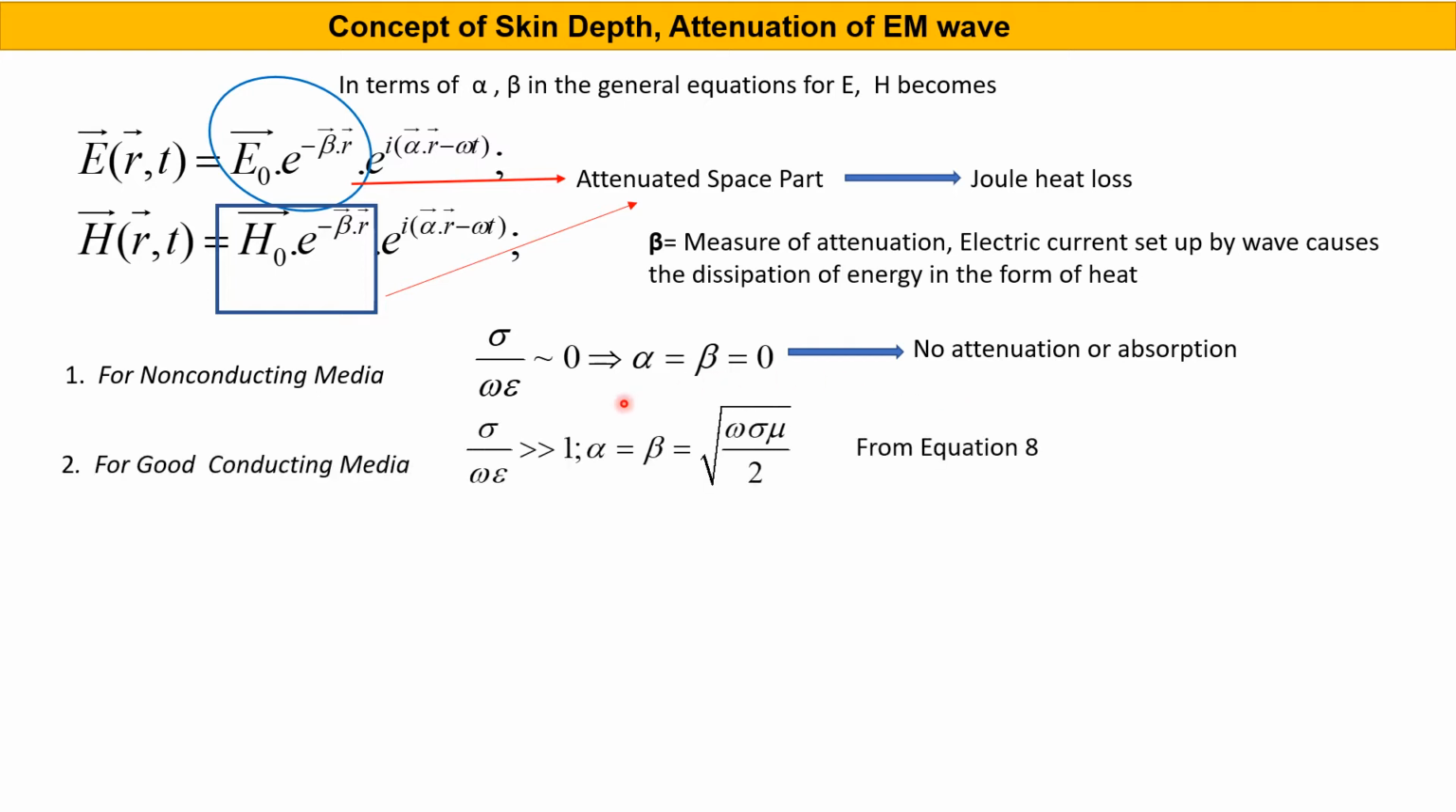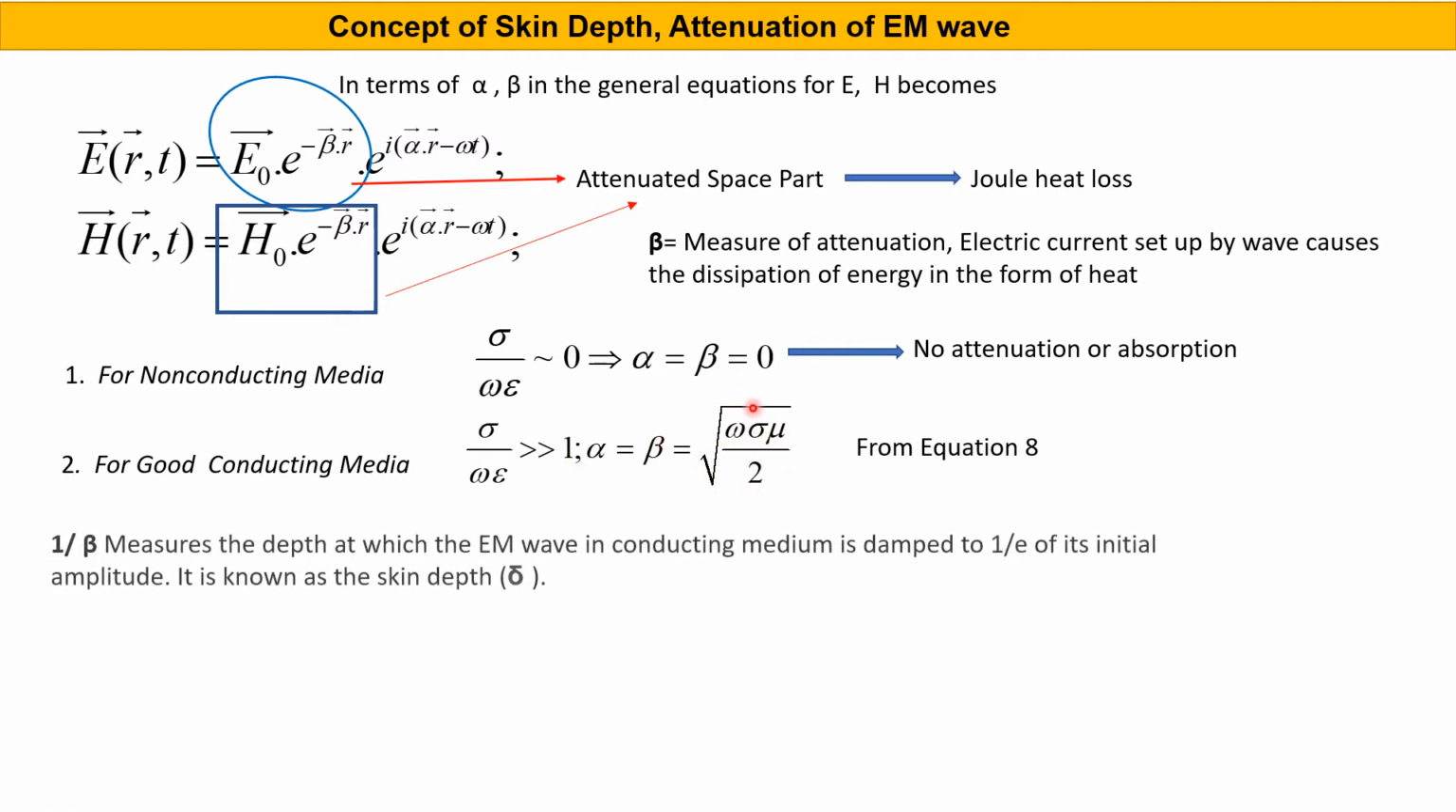Next we'll move to the conducting medium. For a good conducting medium, this term sigma is very much greater than omega epsilon, the frequency of the wave times the permittivity. So it will be very much greater than 1, and for that alpha and beta will have the value root over mu sigma omega by 2. This we get from equation 8. You substitute that it is very much greater than 1, and with algebra you can find this term converging to a solution like this.